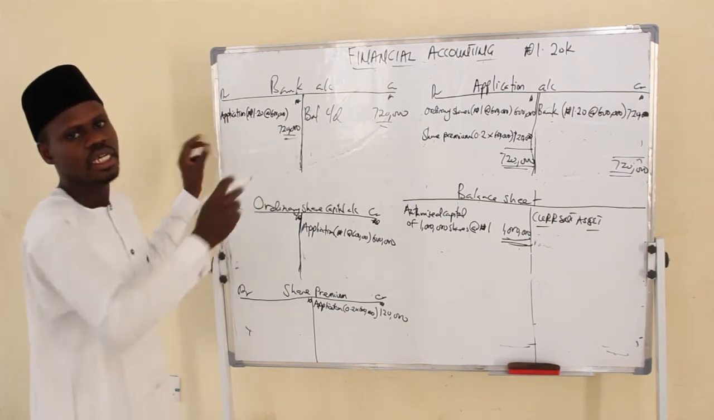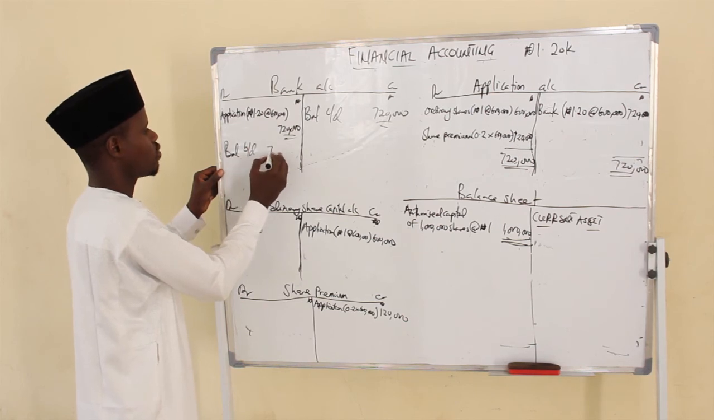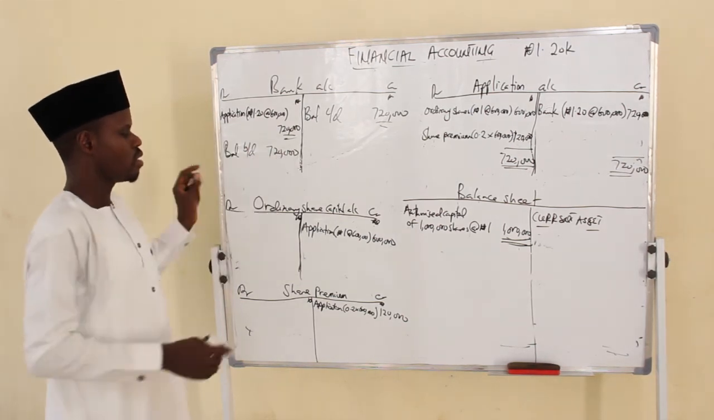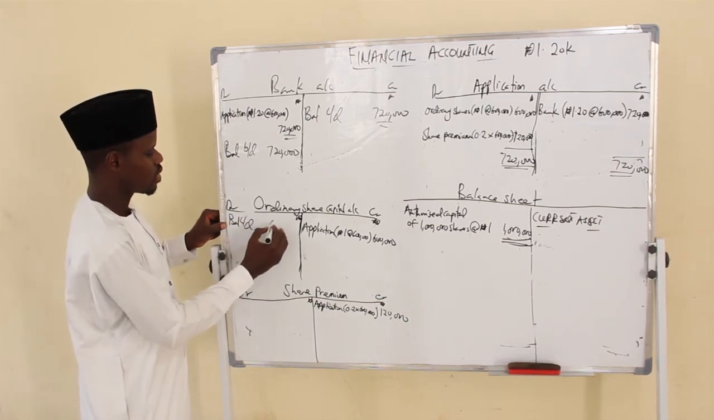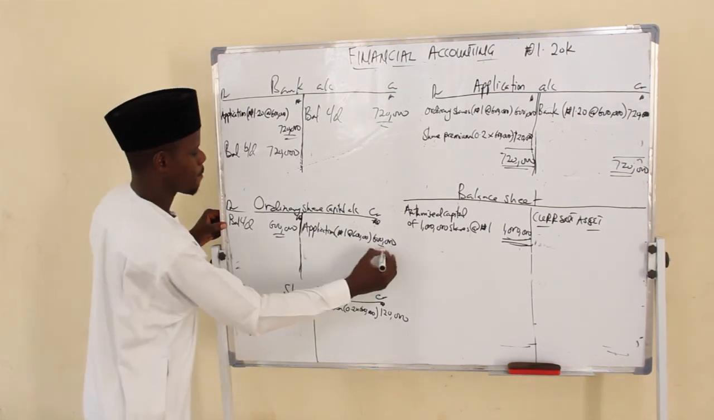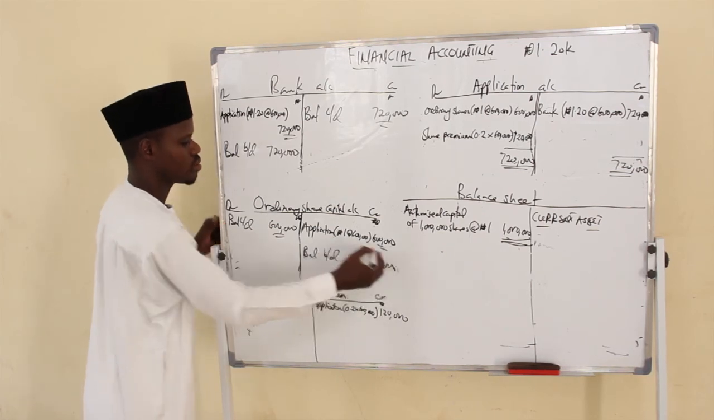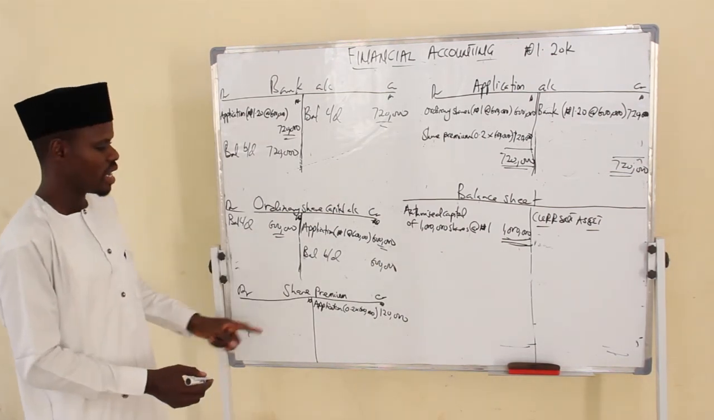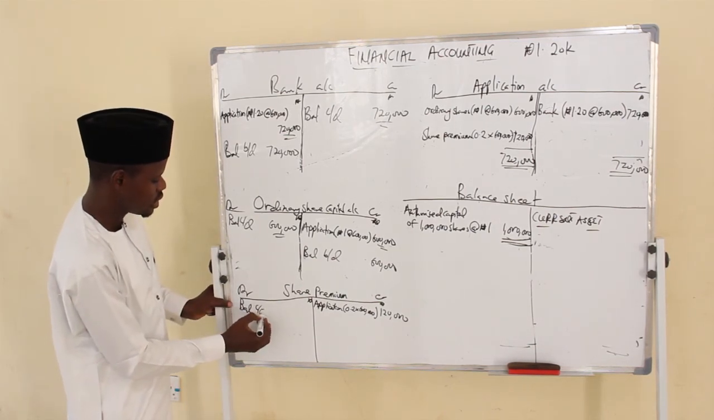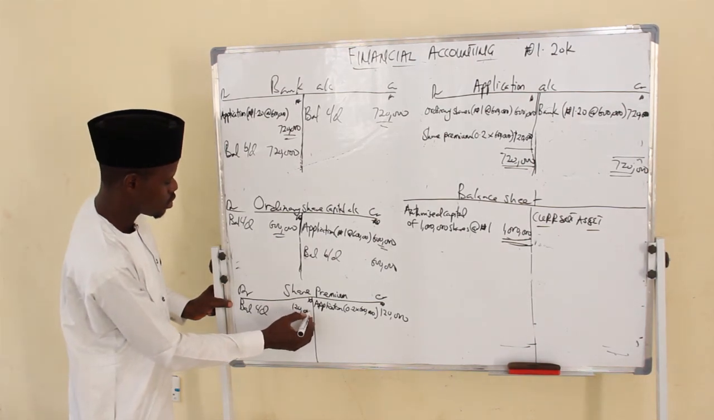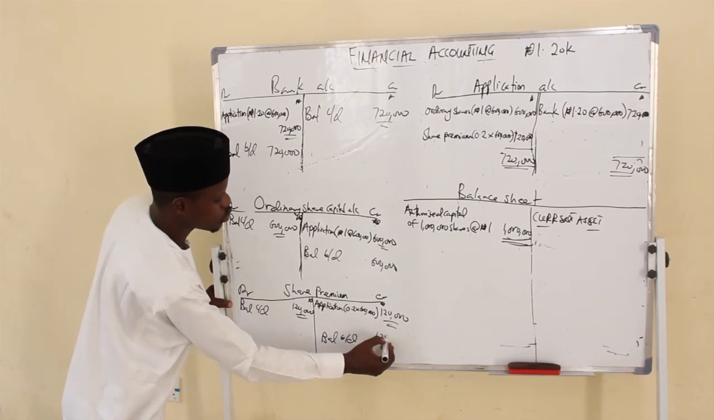For every balance c/d, there must be a corresponding balance b/d, 720,000. Then we'll balance our ordinary share capital account, balance c/d 600,000. And we have balance b/d 600,000. The ordinary share capital account is balanced. Then we have, lastly, our share premium account. We have balance c/d 120,000 and a balance b/d 120,000.